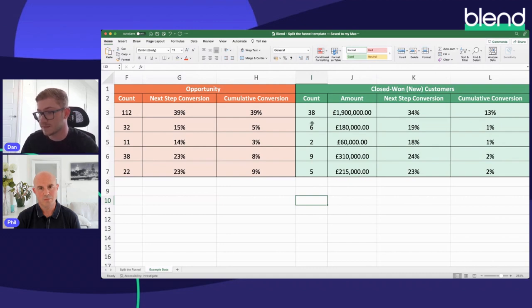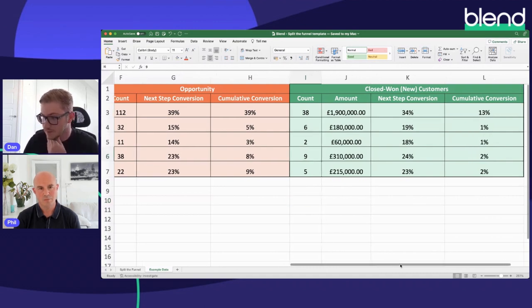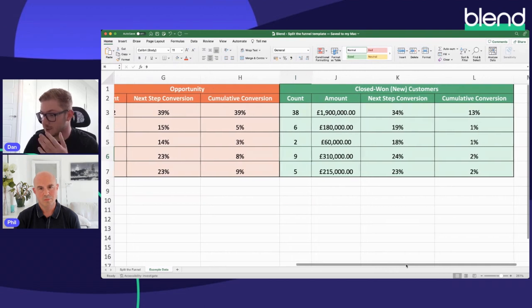And like I said, this is sample data, but go away and do this analysis, split funnel analysis, if you are interested in making the switch from lead generation to demand generation.